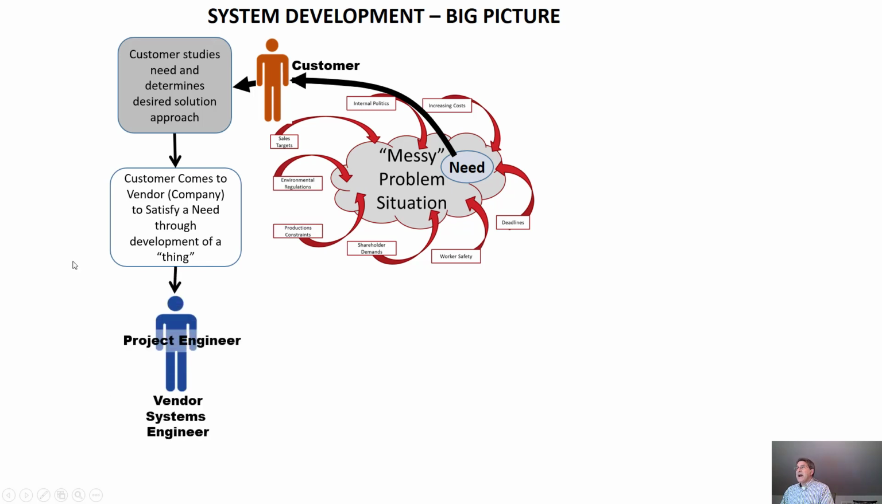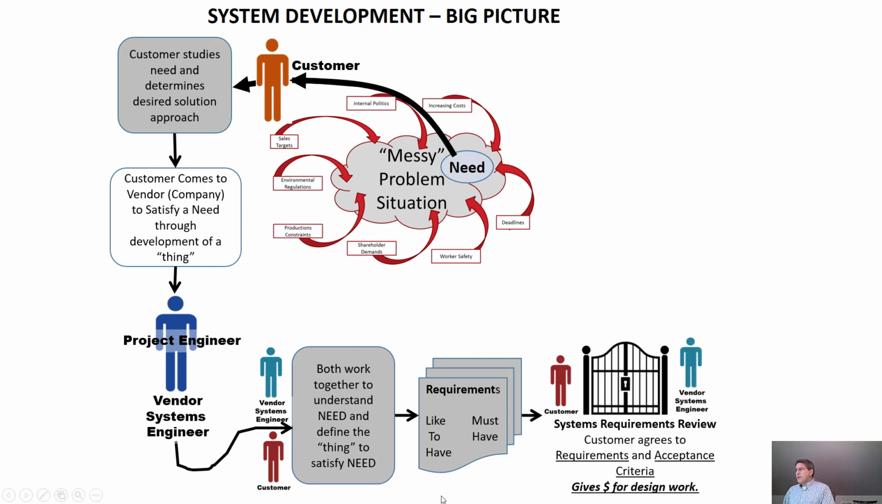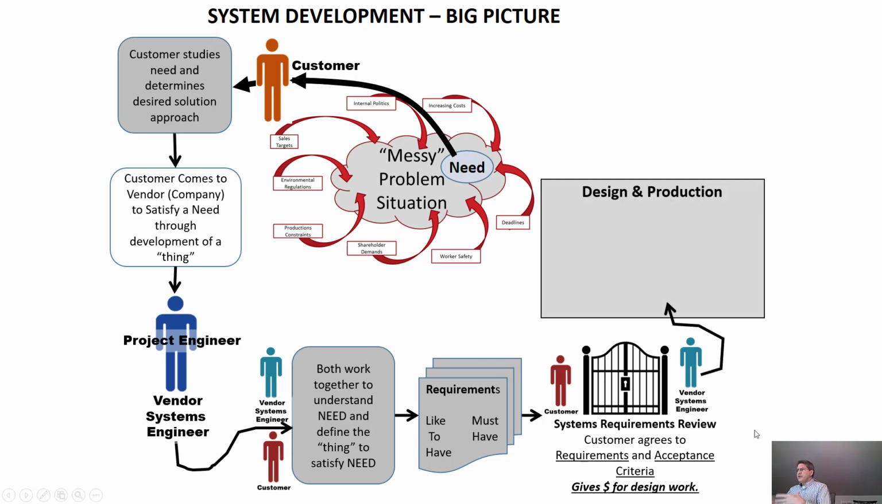And so then what'll typically happen with a large scale system is there'll be a project engineer, and that might be you. And so you and the vendor will work together to understand the need and define everything necessary to satisfy that need. That'll get expressed in what we call requirements. So then there'll be a formal meeting where those requirements are reviewed and the customer and your company both agree to them. And then that's a legal binding document, those requirements that define what each of you are going to do. Okay, so then the vendor, your company, goes off and does design and production.